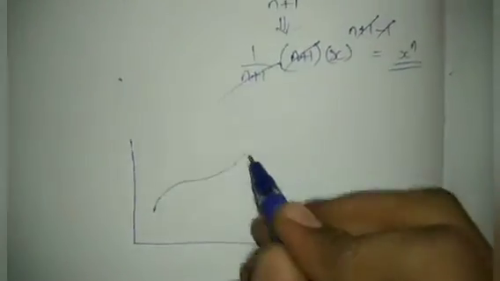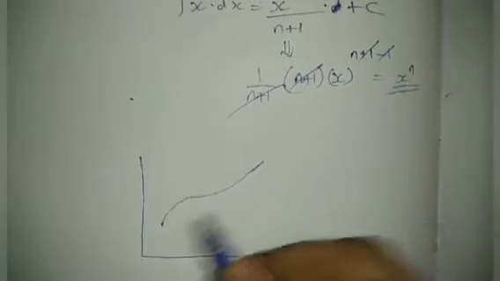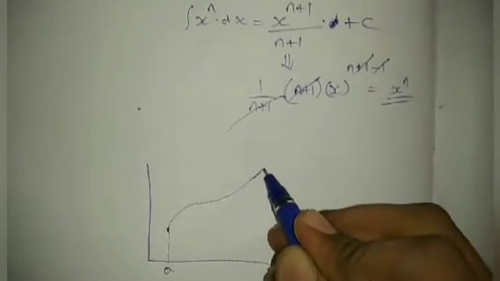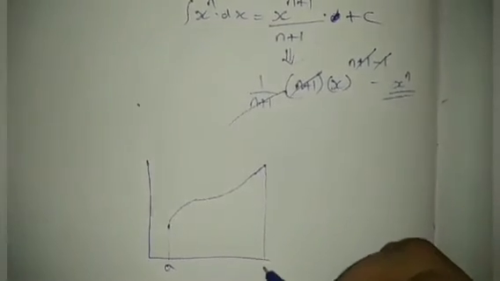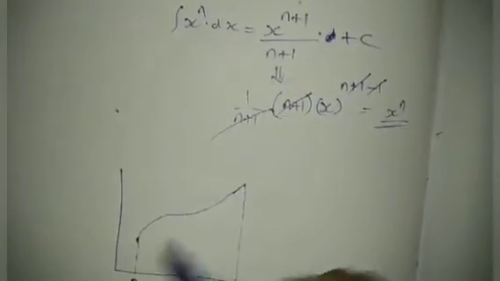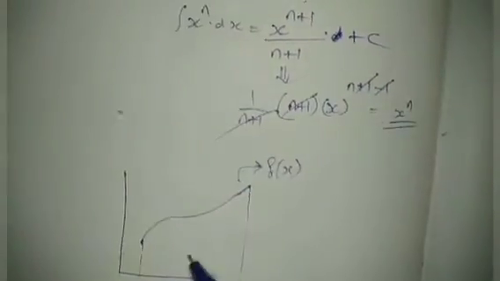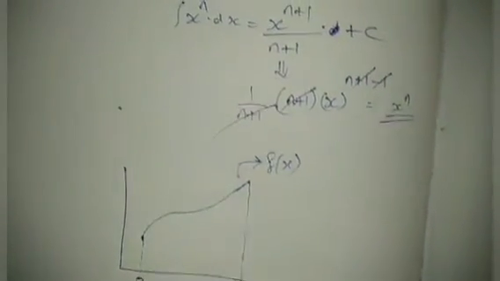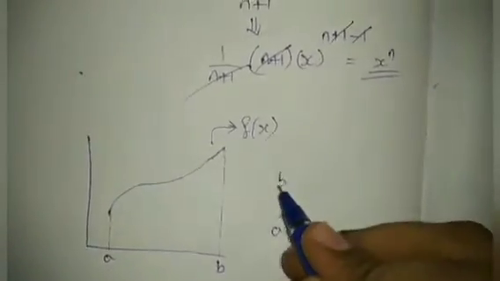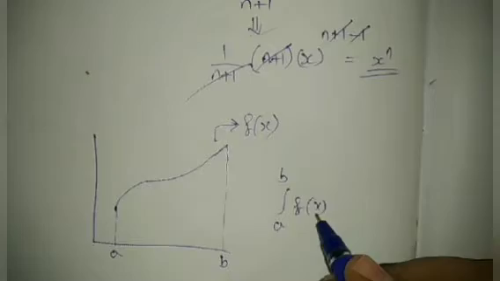So basically, if you consider this curve, okay, for example, one random curve I'm drawing, not x square or anything, some random curve. Okay, you consider this x coordinate as a, and this point as b. Now consider this as f of x. Now you have to find the area of this curve with the x-axis from a to b. Basically you have to find the integral from a to b of f of x dx. This only you have to find, correct?